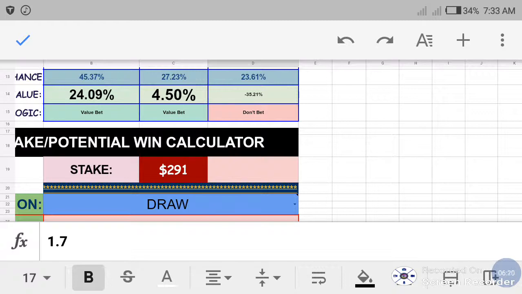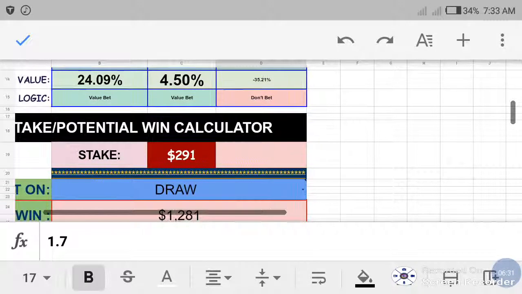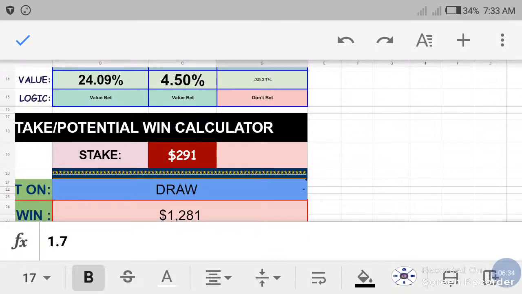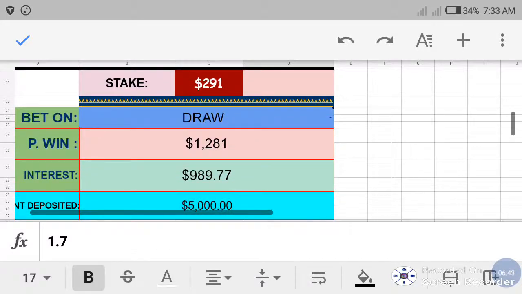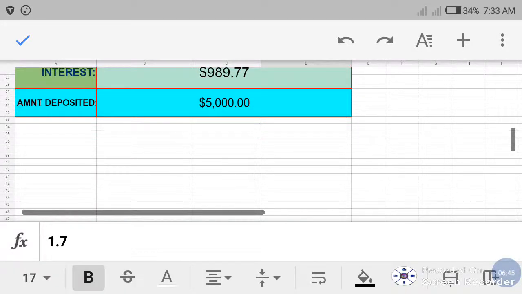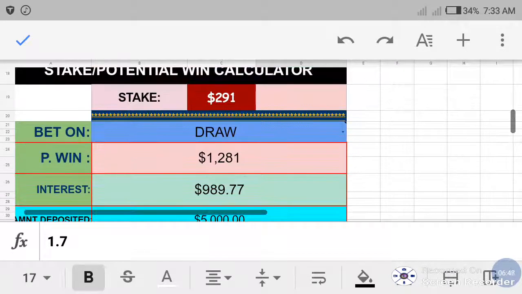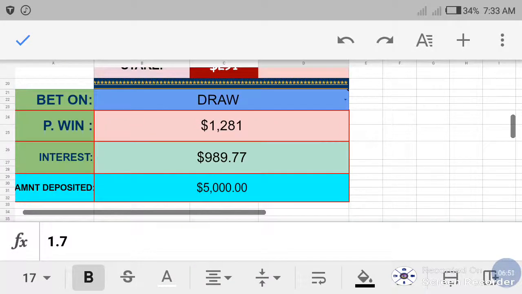You can do your math, do your research, and if you arrive at this, and you think RB Leipzig are really going to win, then I'll advise you to stake, because we have 24% value on RB to win, 4.5% value on the draw. You can bet both or only stake on one. So if you are backing the draw, our bet calculator tells us with the bankroll of 5,000, we are supposed to stake 291 to back the draw. So that is for RB Leipzig to draw against Bayern.